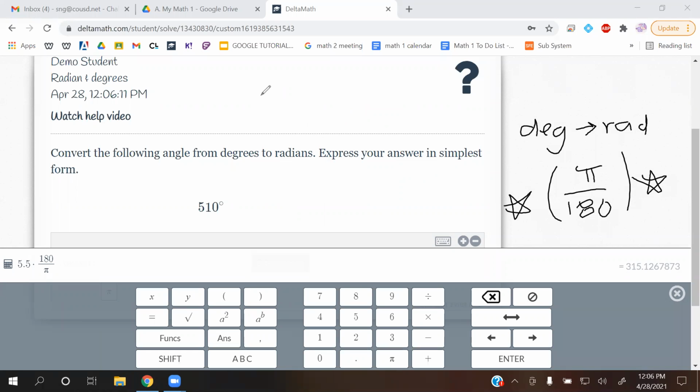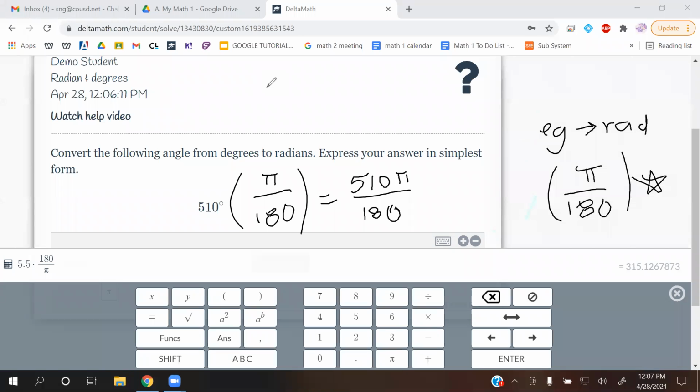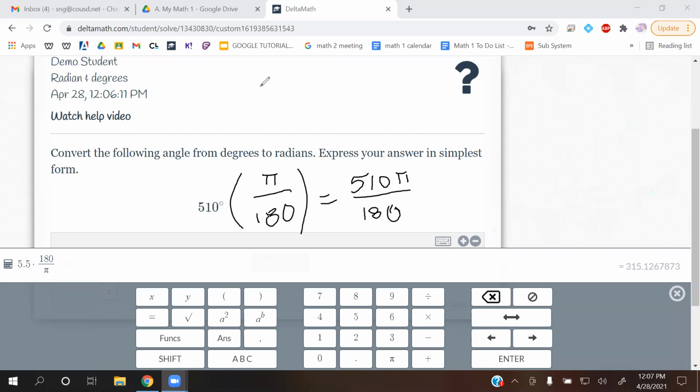So we're going to take your 510, multiply it by pi over 180. And then this gives us 510 pi over 180. I'm going to erase this because it's in my way. You should have already written it down anyways. Okay. And from here, we just need to simplify.